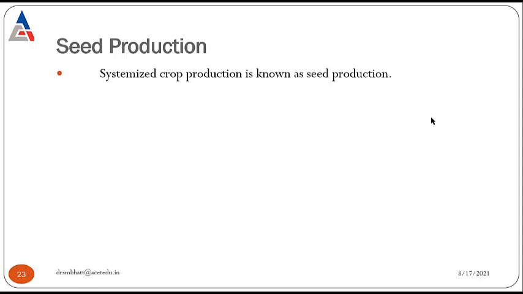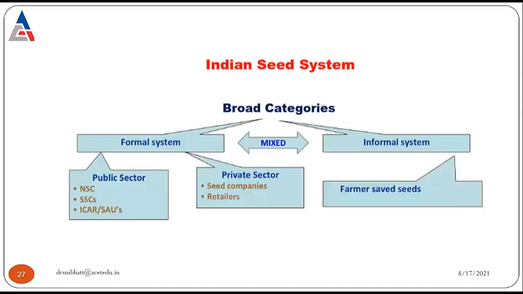So history we have already discussed, and there was a little bit of growth, and then you can see the broad category of the seeds, the farmer system. You can categorize the various Indian seed systems, not only the government sector, meaning the public sector, that includes the ICAR mainly, right? That is the farmer system, and then the private sector, various seed companies are there, retailers are there, right? And the informal system of the seeds is where farmers are saving the seeds and using them again and again.